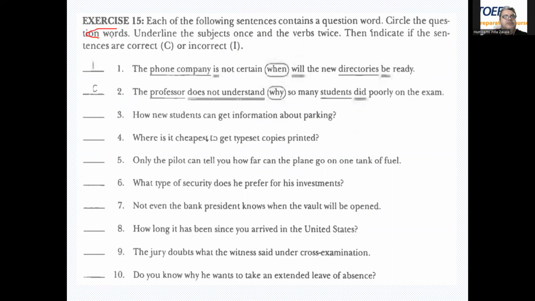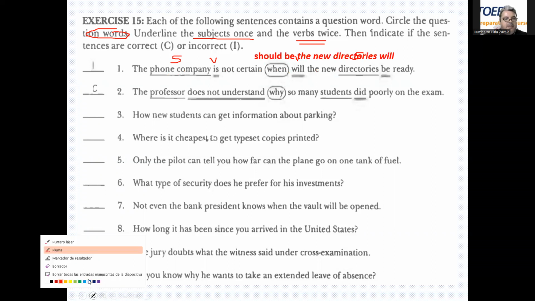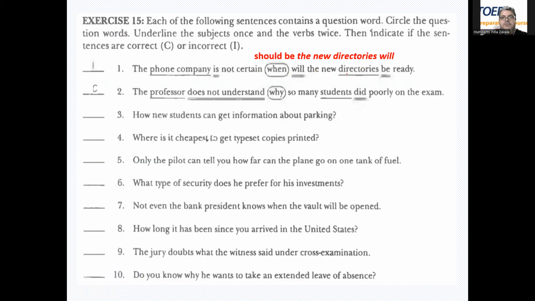Okay, so each of the following sentences contains a question word. We're going to circle the question words, underline the subjects once and the verbs twice, and then check if this is correct or incorrect. Look at the examples. The phone company is not certain when will the new directories be ready. Okay, now this is incorrect because this is not a question, it's a connector working. The new directories will be ready.